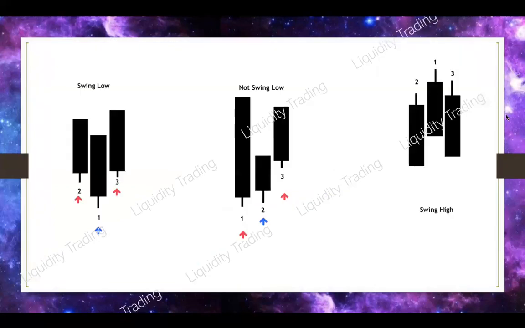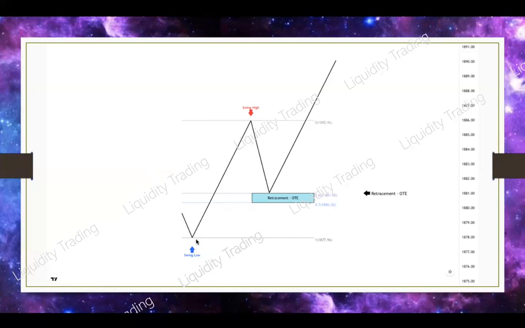Now, what is a swing low and a swing high? Referring back to this example, you will pull the fib from a swing low to a swing high on a bullish market and wait for a retracement, wait for a discounted price below the equilibrium level. You might be asking yourself, what is the equilibrium?